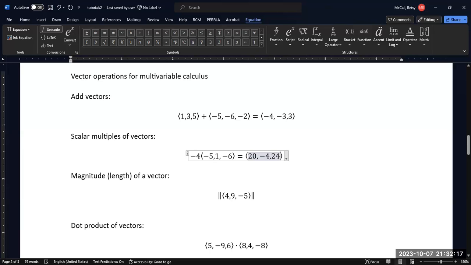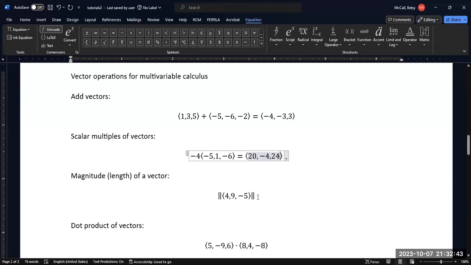Now, you can also, of course, combine these. So if you had 4 times a vector minus 3 times a vector, then you would just do your scalar multiplications first, and then you would do your adding or subtracting term by term in the same format. The arithmetic basically works exactly like you would think for working with real numbers.